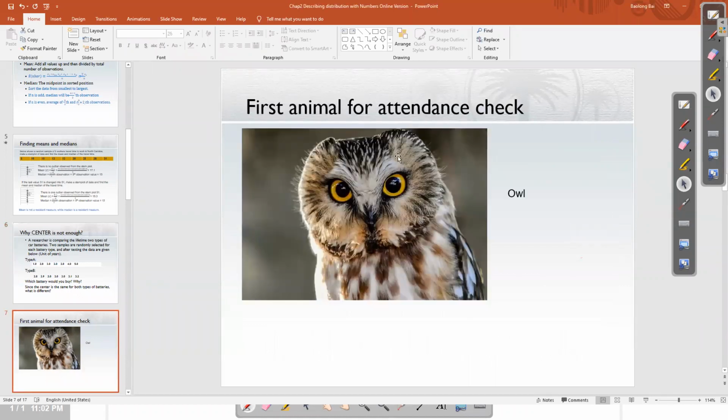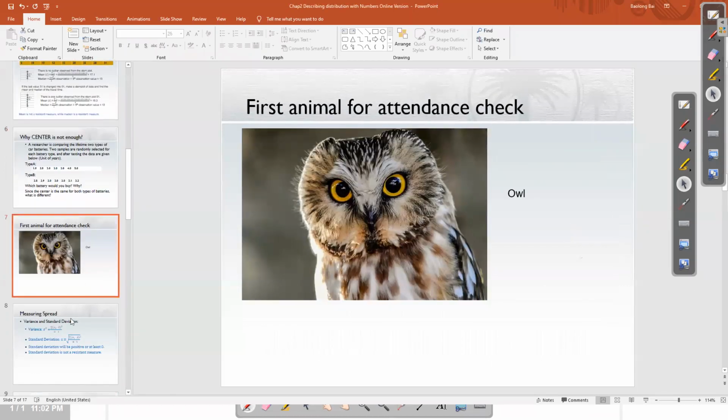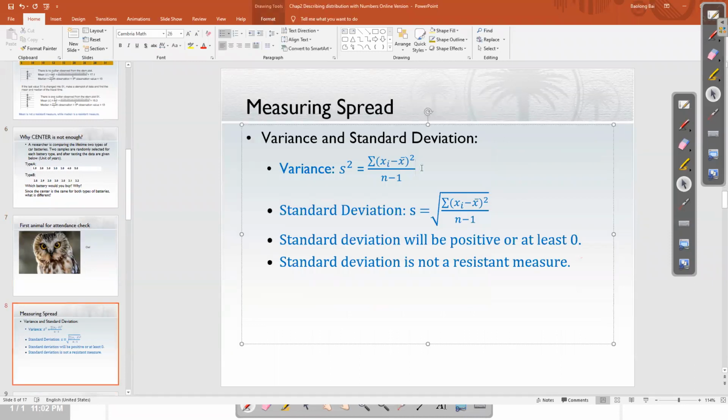So this is the first animal for attendance check. It's an owl.